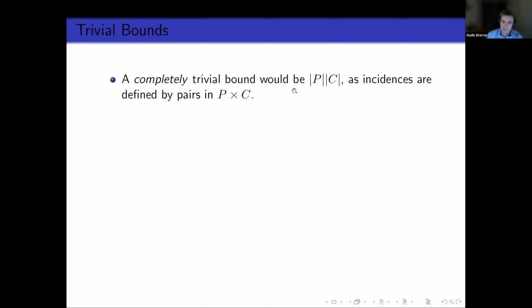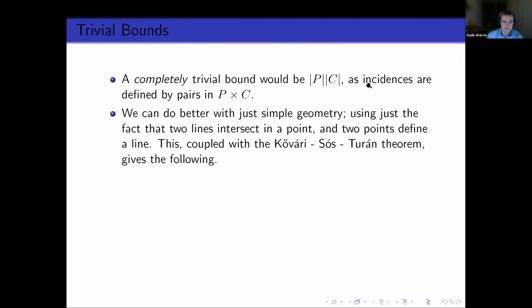So, completely trivial upper bound would be PL. But if we were to just use the simple fact that two lines intersect in a point and 2 points define a line, we can get something quite a bit better by using the Kővári–Sós–Turán theorem from graph theory. So this fact actually implies that in what's called the incidence graph, we don't have any copies of K2,2. There's no K2,2 in the graph. And this tells us that, in fact, the incidences can be bounded by the minimum of P times root L plus L, and then L root P plus P.